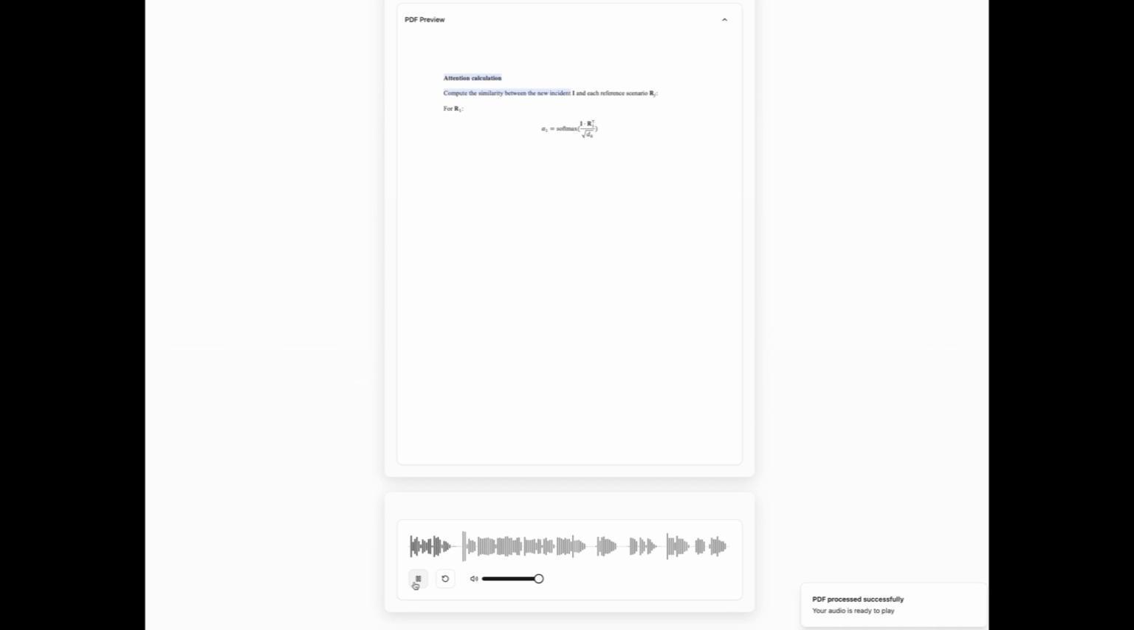Attention calculation. Compute the similarity between the new incident I and each reference scenario R, followed by softmax, I R over D.